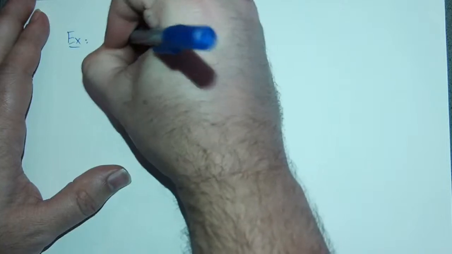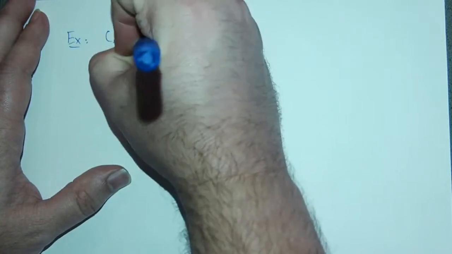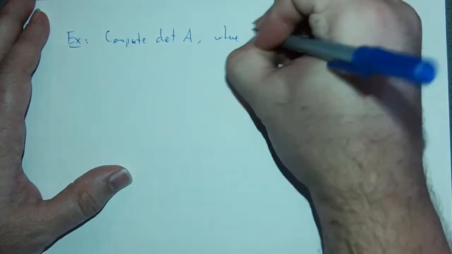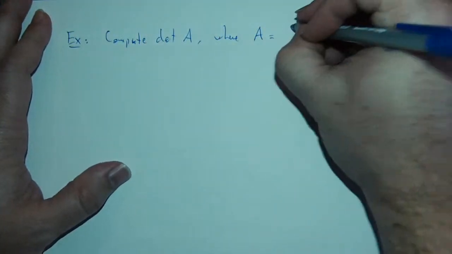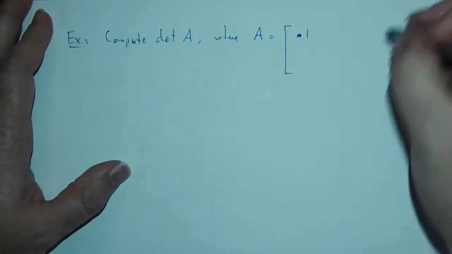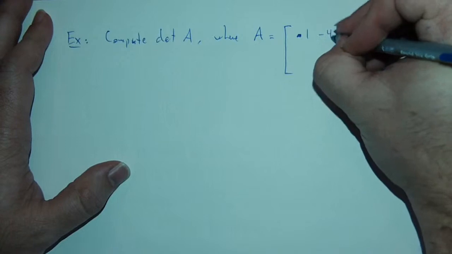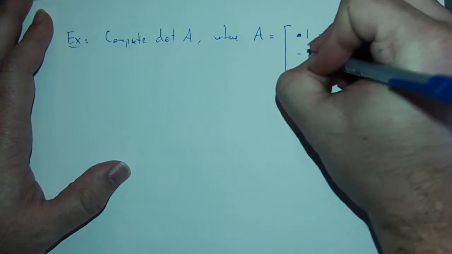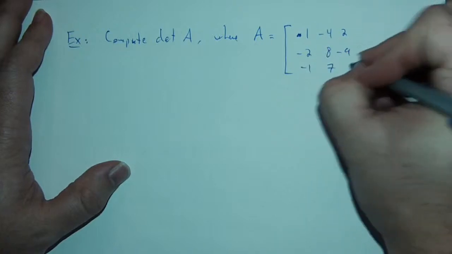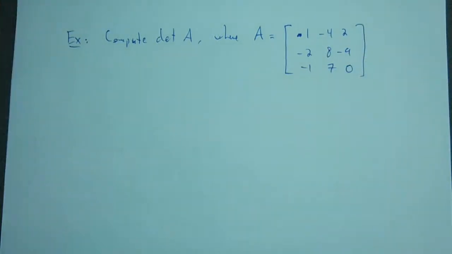So let's compute the determinant of A, where A is, let's just say it's 1, 1, minus 4, 2, minus 2, 8, minus 9, minus 1, 7, 0. Okay.